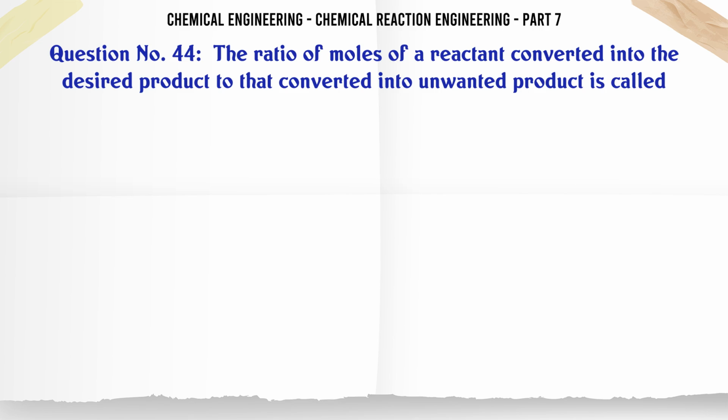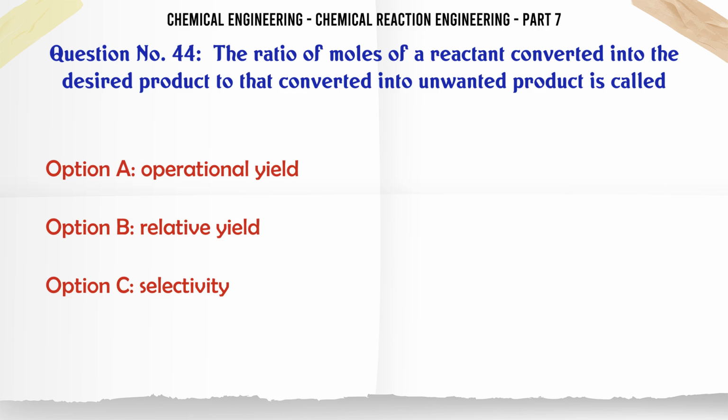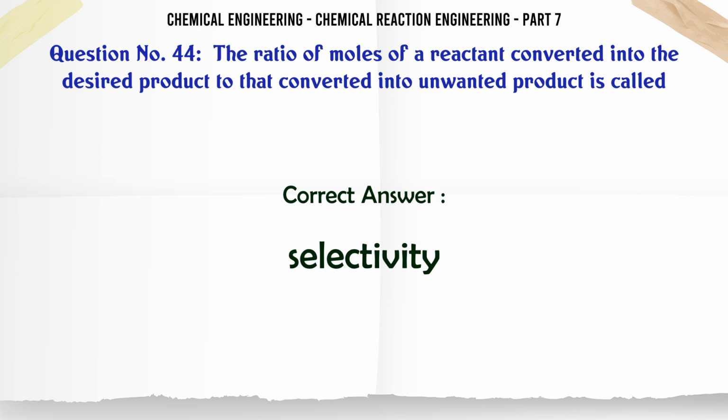The ratio of moles of a reactant converted into the desired product to that converted into unwanted product is called A. Operational yield. B. Relative yield. C. Selectivity. D. None of these. The correct answer is selectivity.